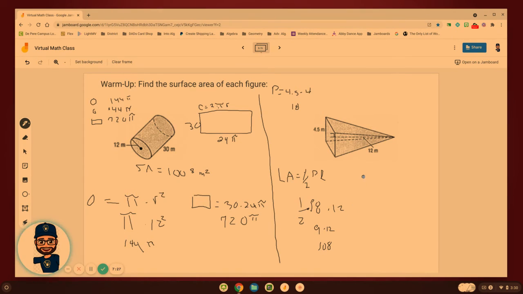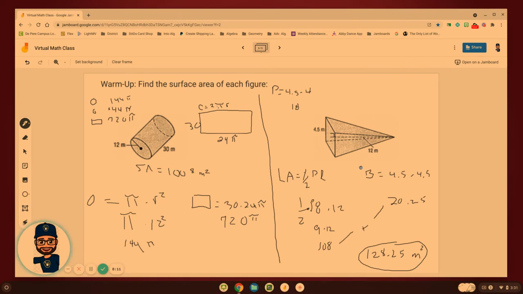I still need to find the area of the base. The base has an area of 4.5 times 4.5, because it is a square on the bottom, and base times height. So 4.5 times 4.5 is 20.25. And I'm going to add those 2 values together. 108 for the lateral area of the 4 sides, 20.25 for the base gives us 128.25 meters squared. Square meters.